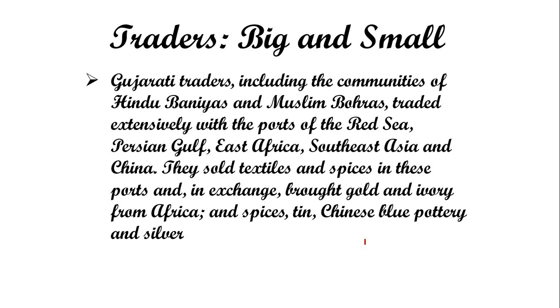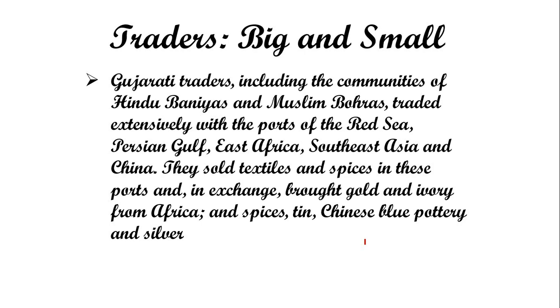They sold textiles and spices in these ports, and in exchange brought gold and ivory from Africa, and spices, tin, Chinese blue pottery and silver. Yes, as we know, students, Indian cotton clothes, especially textiles, and spices were in great demand and famous in the world market. So these traders sold these things to other countries, and in exchange, what did they get? Gold and ivory. Ivory means elephant teeth jewelry, from Africa, okay. And from China, what did they bring? They brought blue pottery and silver.